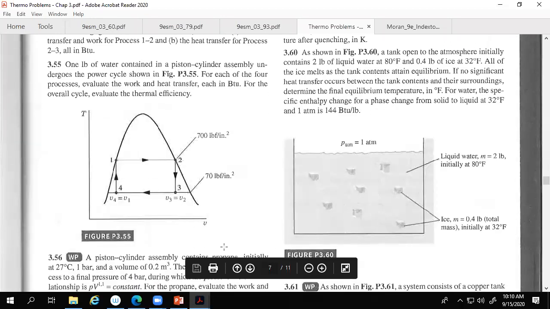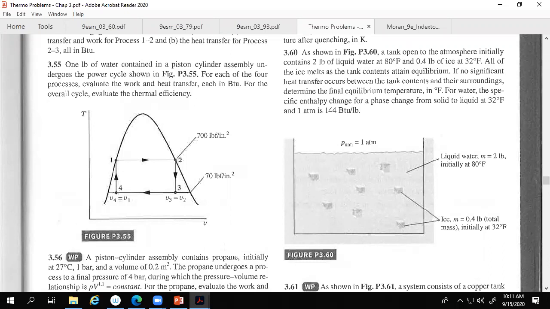Okay, there we go. That gets it all on the screen. So we've got a tank, and it's got some ice water in it. Shown in picture 360 there, we've got a tank. It's open to atmosphere. Initially, where we start this process, we've got 2 pounds of liquid water at, I'm sorry, at 80 degrees Fahrenheit. And we've got 4/10 of a pound of ice at 32, okay?